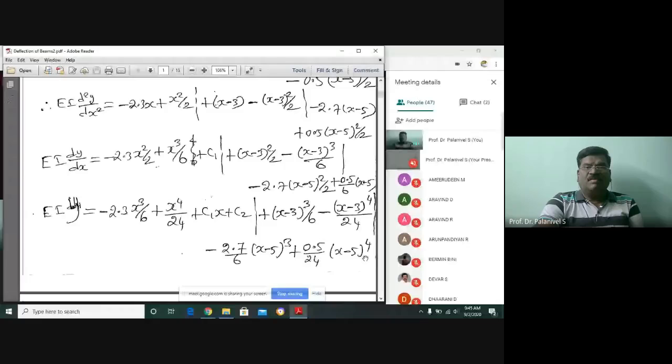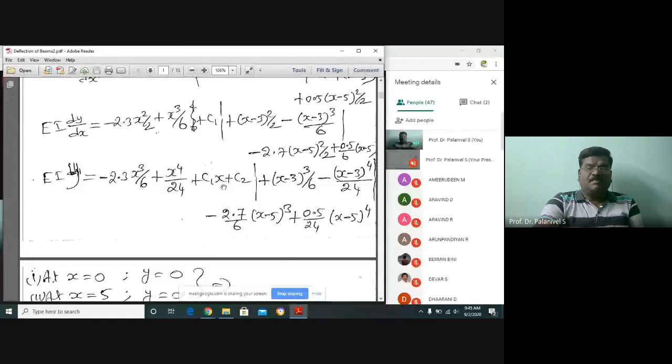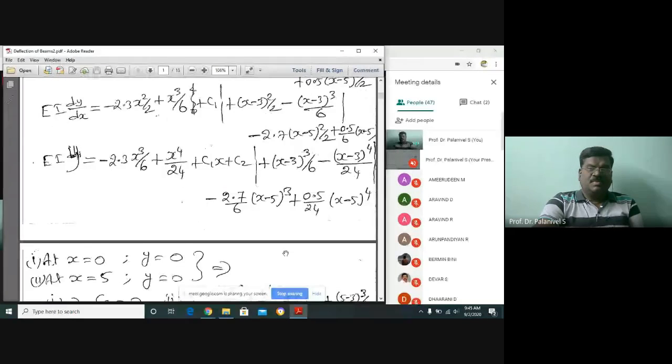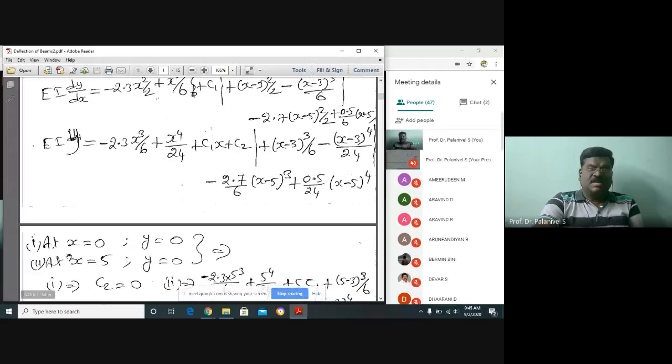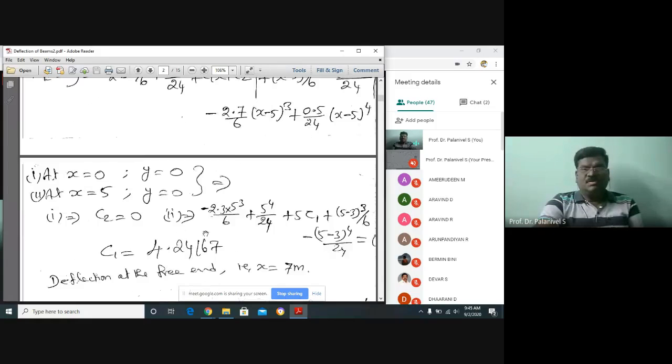Now we have to evaluate the integral constants. For that, we are applying boundary conditions. There are two boundary conditions available. At the support E, it means x is equal to 0, the deflection in the vertical direction, y equal to 0. At x equal to 5, that is at support B, the vertical deflection of the beam is 0. These values are known to us. They are called boundary conditions. We apply these boundary conditions, which implies C2 is equal to 0.